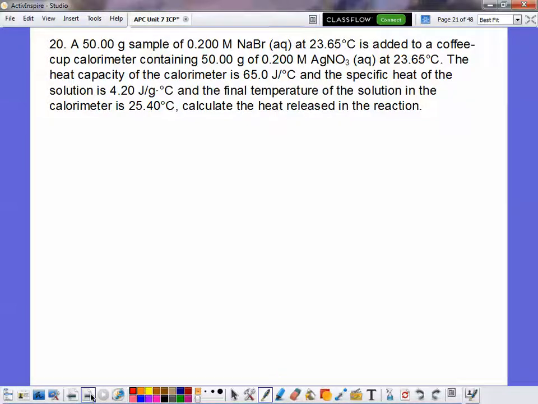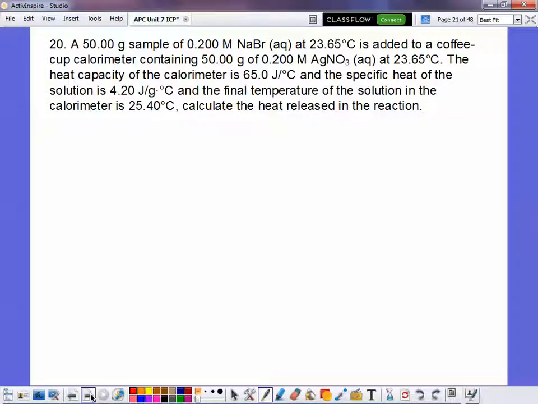So we have a 50-gram sample of 0.2 molar NaBr. It's at 23.65 degrees Celsius. It's added to a coffee cup calorimeter containing 50 grams of 0.2 molar silver nitrate. It's also at 23.65 degrees Celsius. So the difference in this is instead of adding a solid to water and letting it dissolve, we just have a reaction going on, okay?